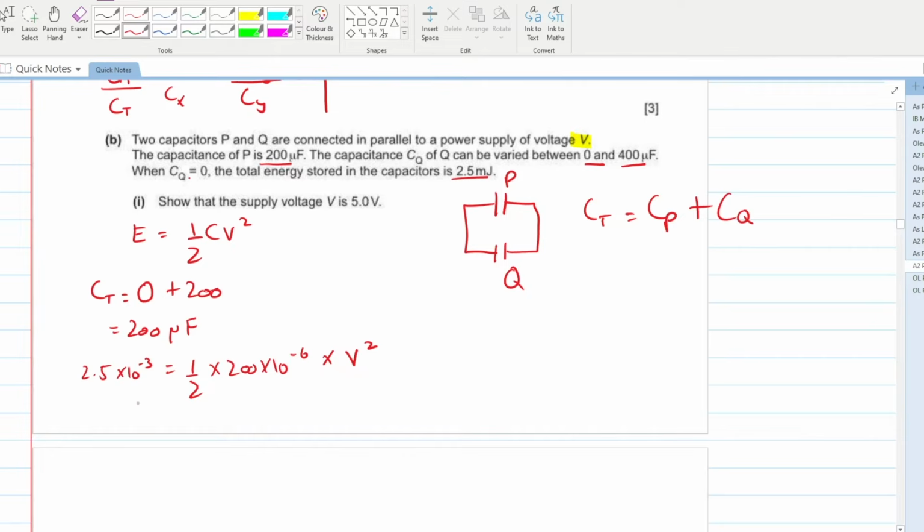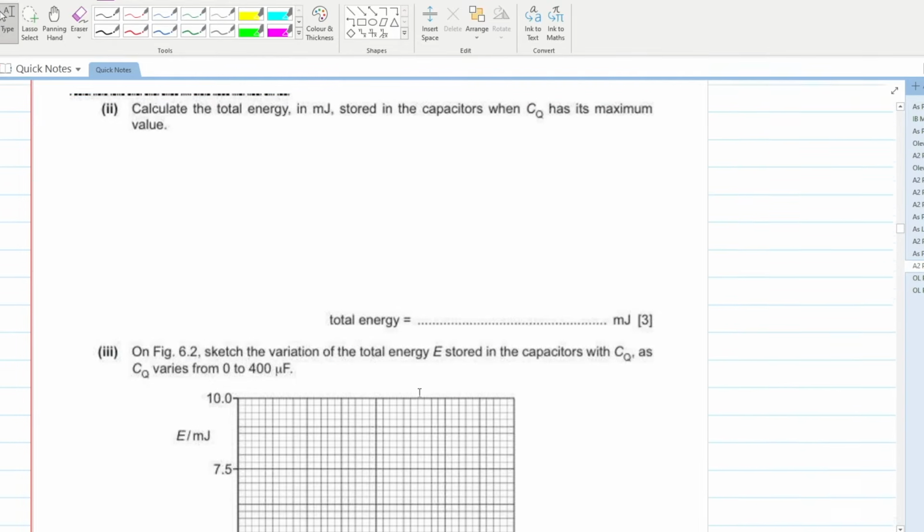Can I calculate voltage की value? Yes, easily. Let's do that. 2.5 into 10 raised to the power of -3 multiplied by 2 and answer divided by 200 into 10 raised to the power of -6, under root your answer. The voltage की value comes out to be 5 volts. Correct. So we are moving good up till now.